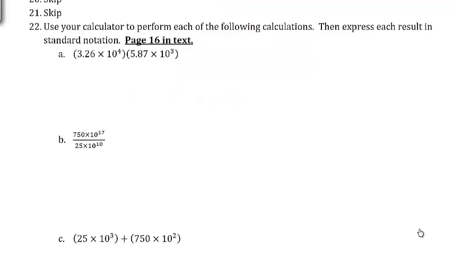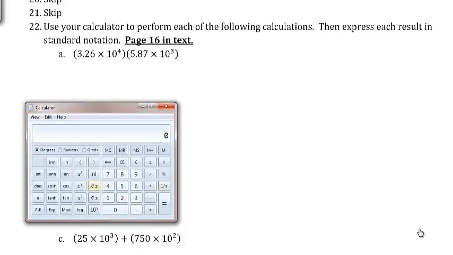Okay, so now we're going to do some calculations using our calculators with scientific notation. Our first problem is 3.26 times 10 to the 4th times 5.87 times 10 to the 3rd. And so we're going to type that into our calculators just as we see it. So 3.26, and then we have EXP, or however you type that into your particular calculator, raised to the 4th, and then we're going to close the parentheses, and then times, and in parentheses, 5.87, and then on my calculator it's EXP, and then type in the power, which is 3, and then close the parentheses and hit equals.